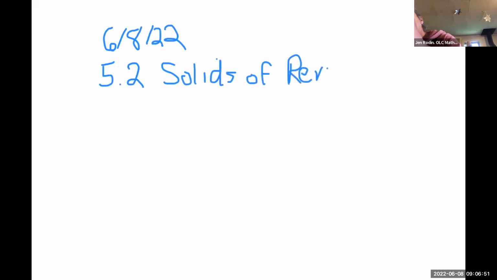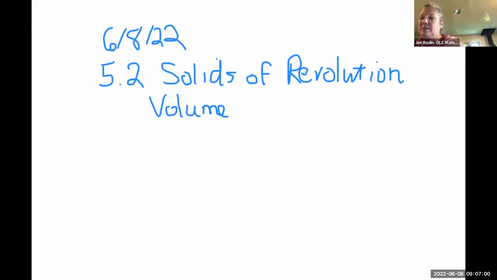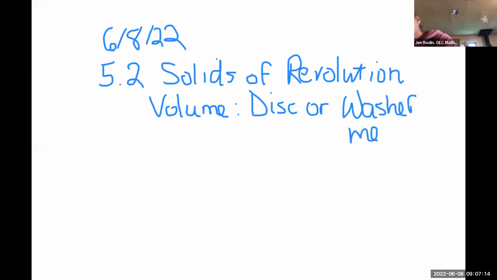And we're going to do section 5.2, which is called the volume of the solid of revolution. So I'll write that. Solids of revolution. Sounds political, but it's not. Volume. Calculating the volume. And we're going to use what's called the disk or the washer method. And that's the only method we're going to use.